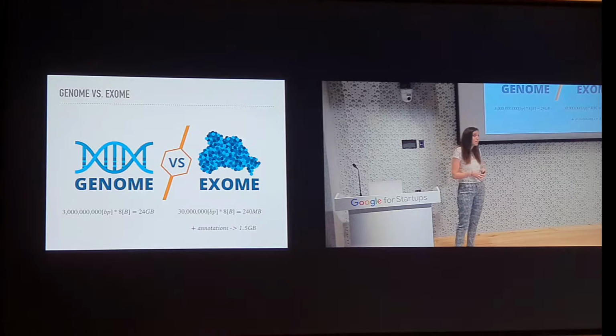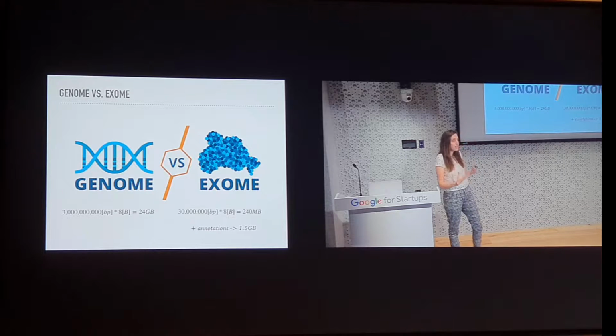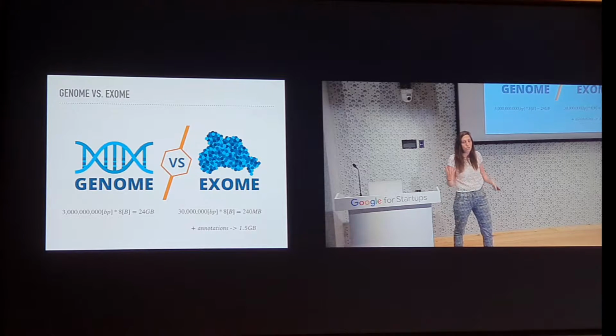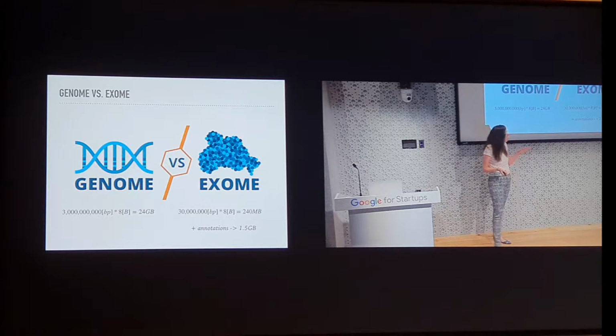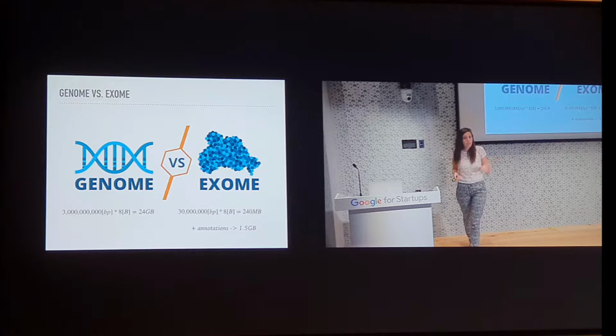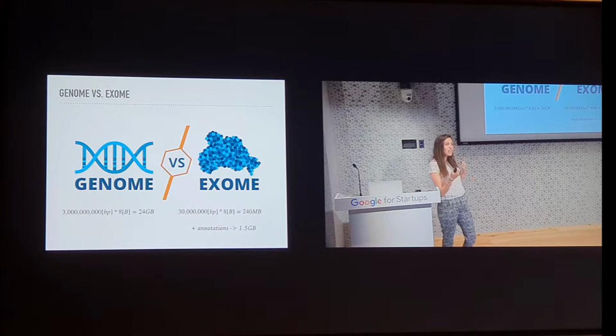An exome is just 1% of the genome, and it's all the letters, all the sequences, all the words that would eventually translate into functional units, which are called proteins. So it's actually what's making you live. And as I said, it's 1% of the genome, so it's about 30 million base pairs, which is about 240 megabits.